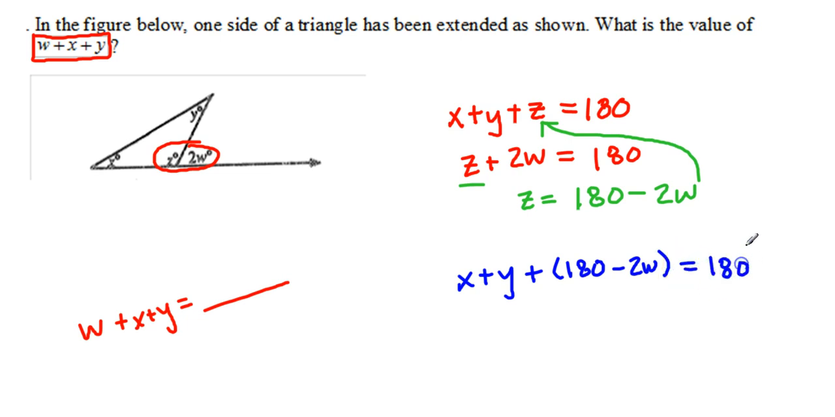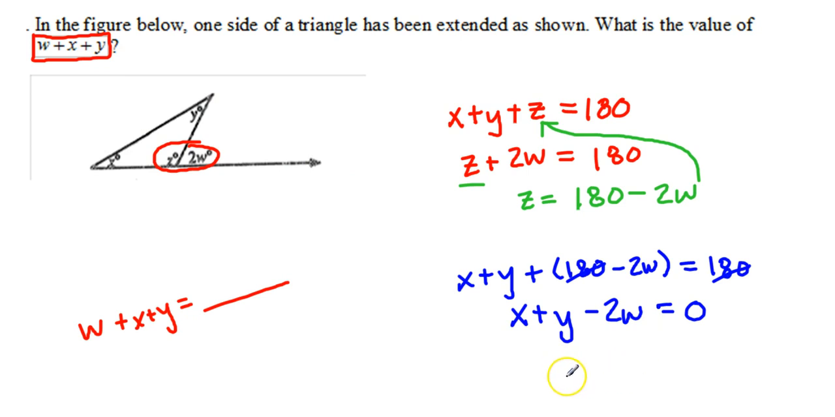Well, go through and solve and simplify a little bit. I subtract 180, I subtract 180. These two are going to drop off. So what I'm left with is x plus y minus 2w equals 0. And that's close to where I want to get. But what I want to end up with is actually a positive w right here in order to get that expression. So what can I do?